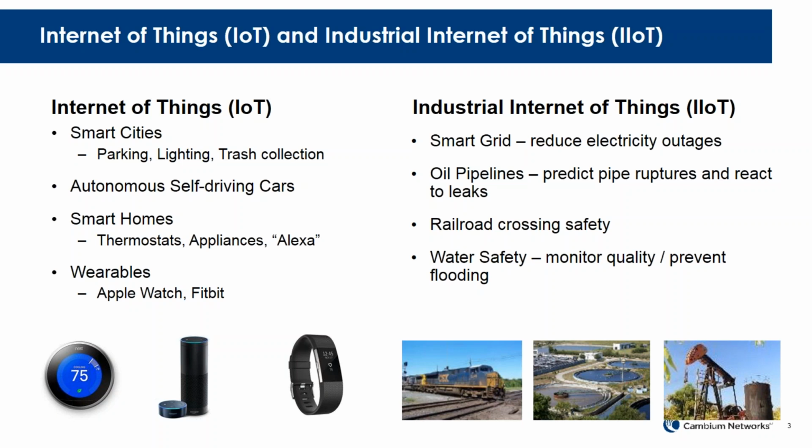Railroad crossing safety, so positive train control is a big trend around the world. The ability to make sure that whenever there's grade level crossings and the trackside operations of a railroad is managed safely and efficiently. And then you also will read a lot about water safety and water quality in the press. And certainly the industrial Internet of Things can help with monitoring the quality, preventing flooding after storms, and monitoring and measuring the flow of water to consumers.